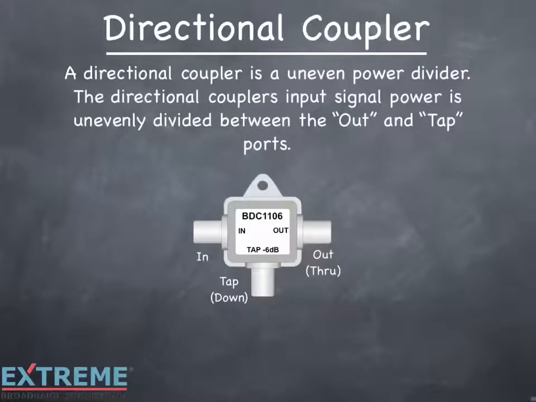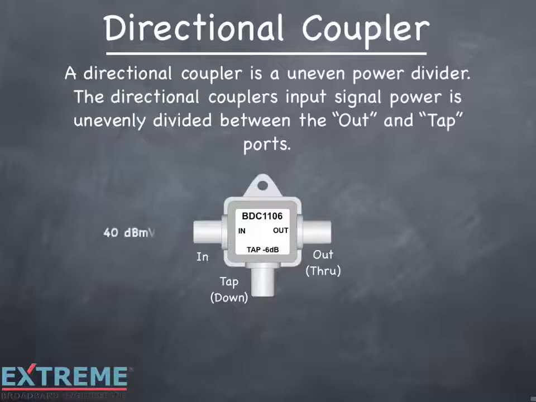A directional coupler is an uneven power divider. The directional coupler's input signal is unevenly divided between the out and tap ports. Directional couplers have an input port, an out or through port, and a tap or down port. In this example, we're showing a BDC 1106, which is a directional coupler that loses 6 dB on the tap port. Let's look at the signal flow.